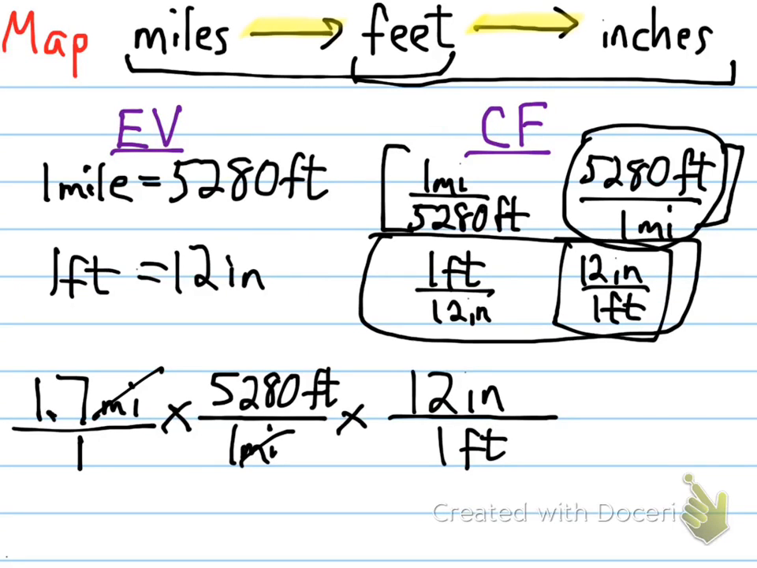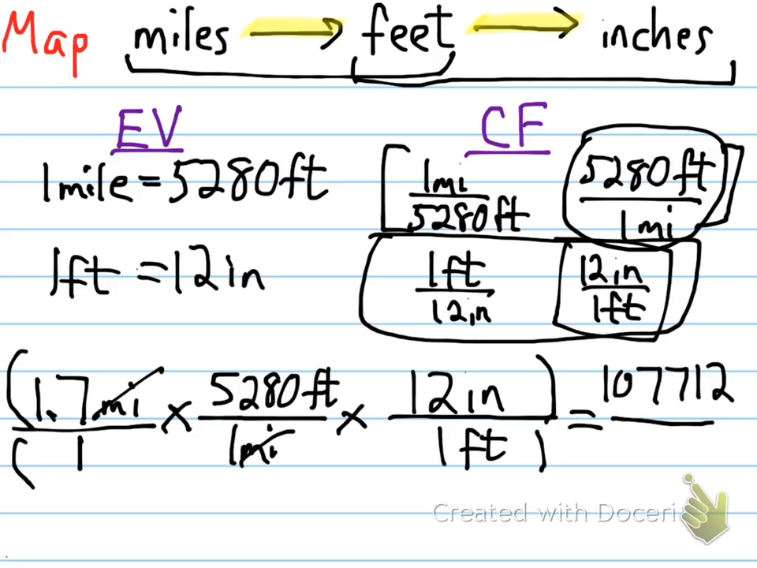And when I multiply that all out, I'm going to first multiply all my numerators together. So 1.7 times 5,280 times 12. And that would give me 107,712. And then I'm going to multiply my denominators. It's easy in this case, 1 times 1 times 1. It's not necessarily always going to be that way, but in this case it comes out very simply.